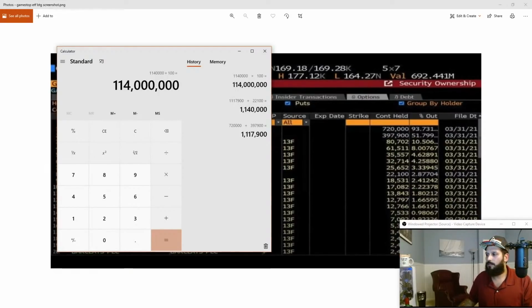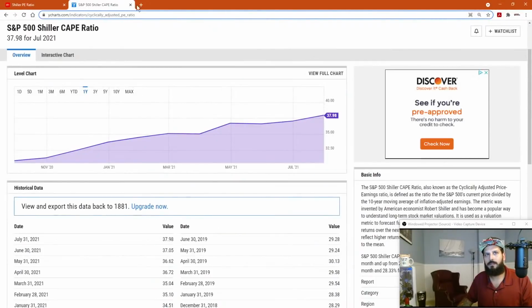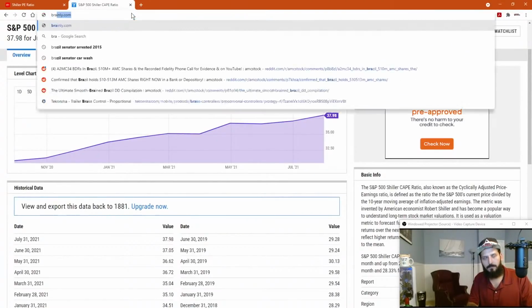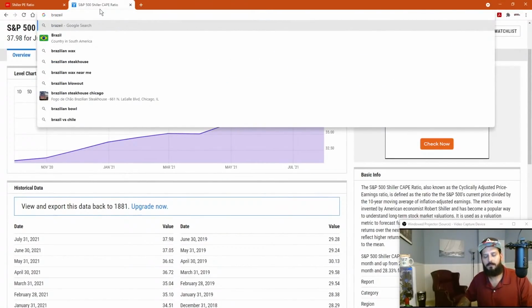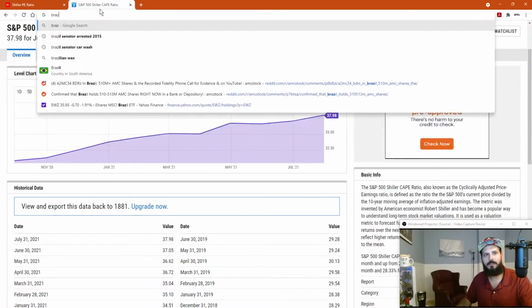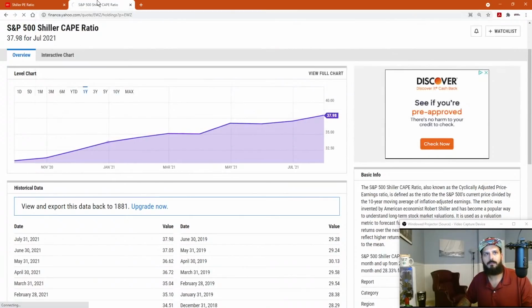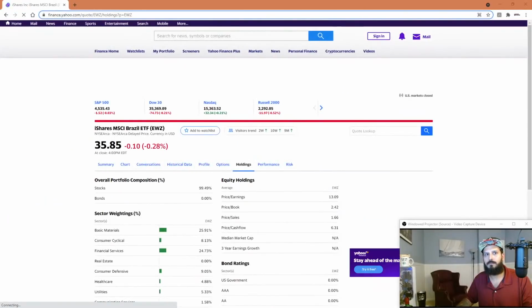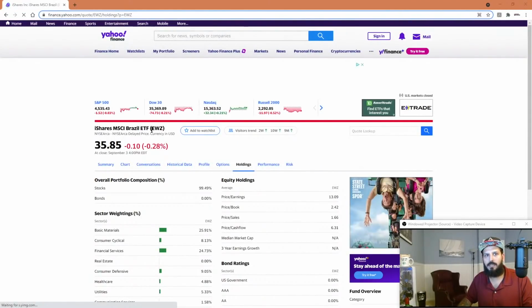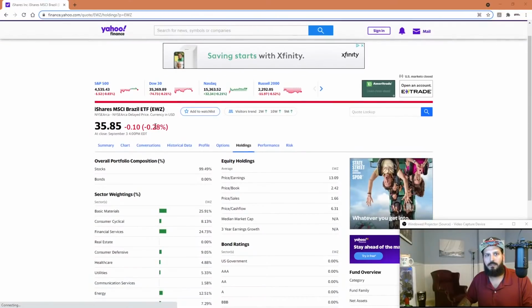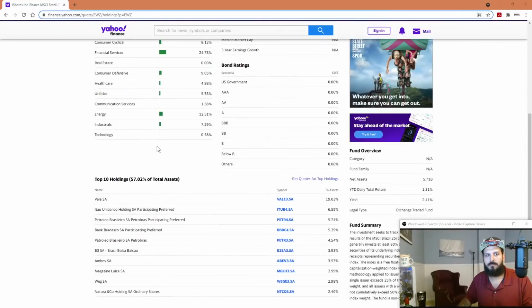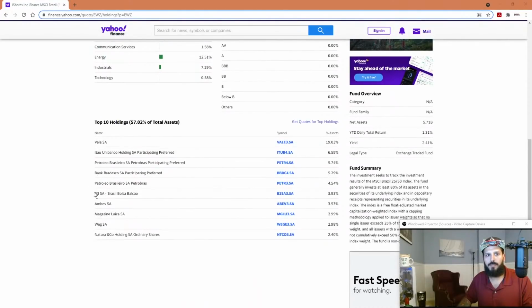And a lot of them are holding them as these BDRs. And like for example, iShares MSCI Brazil ETF, EWZ. Their holdings are B3, Banco do Brasil, Petróleo Brasileiro.